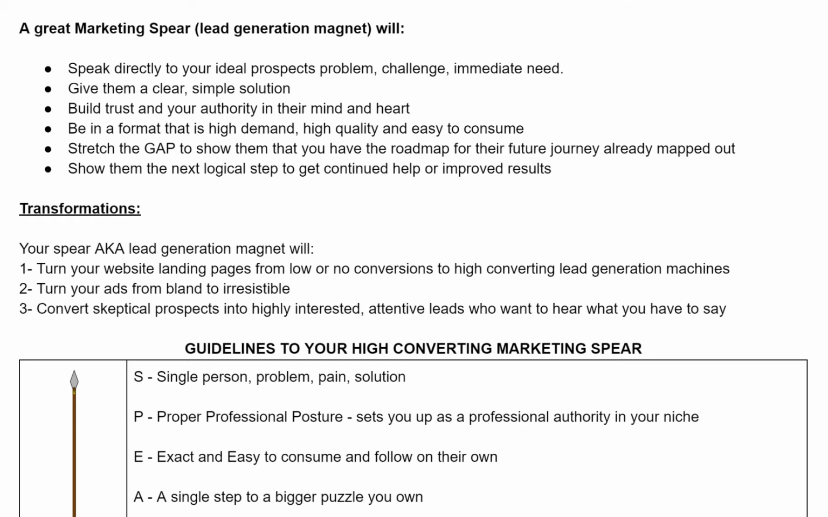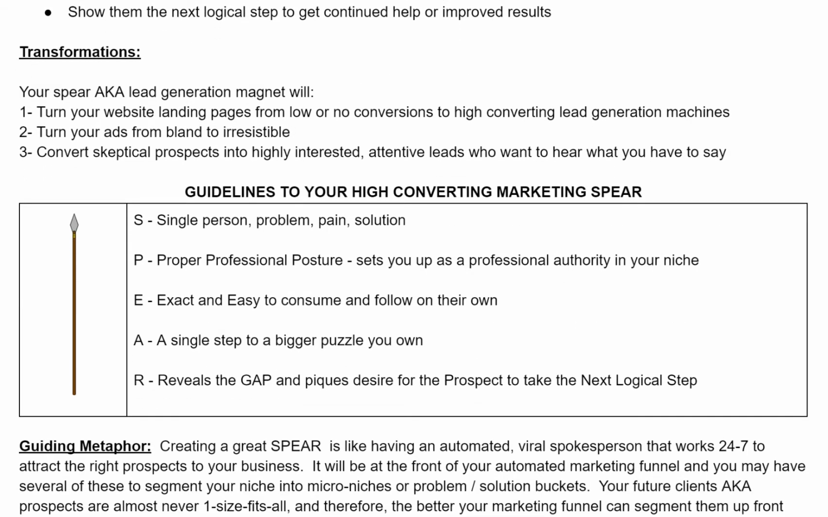So in other words, you stretch the gap by showing your map somewhere in the context of this spear, and then you give them a clear call to action. In other words, this is what your prospect has to do next in order to get more help from you or to become a customer. Make it very clear. The transformations that your magnet will help, your spear, will turn your website landing pages from low or no conversions to high converting lead generation machines. Turn your ads from bland to irresistible, and will help convert skeptical or unaware prospects into highly interested, attentive leads who want to hear what you have to say next.